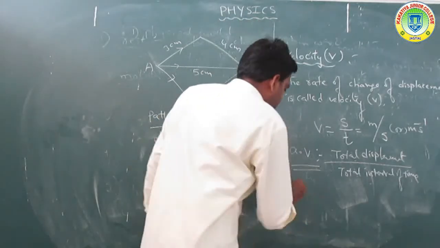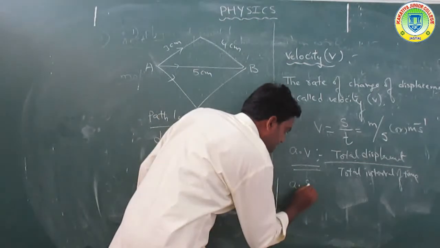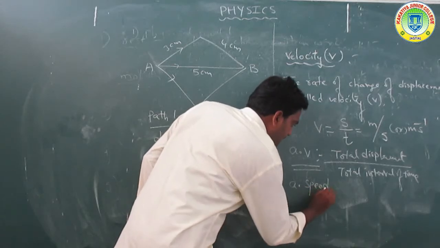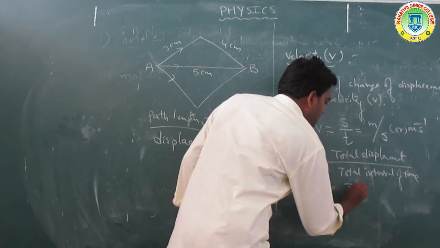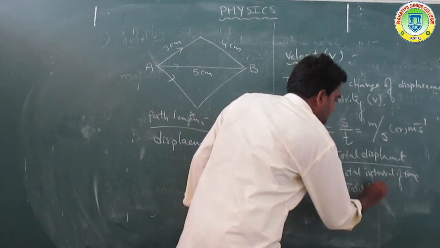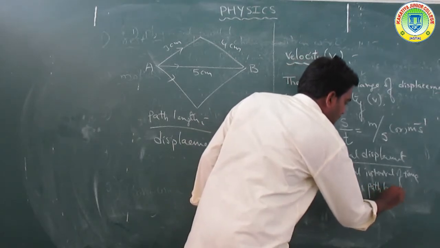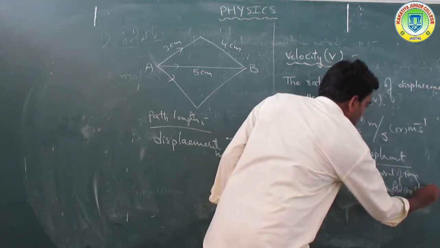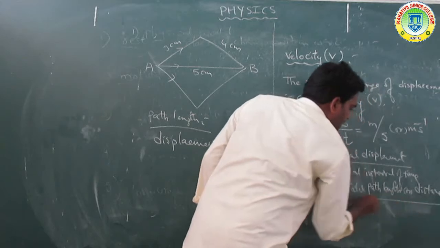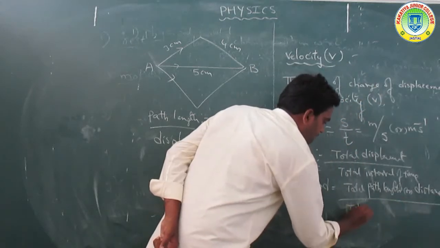So what is the average speed? Average speed is nothing but the total path length, or distance, by the total interval of time.